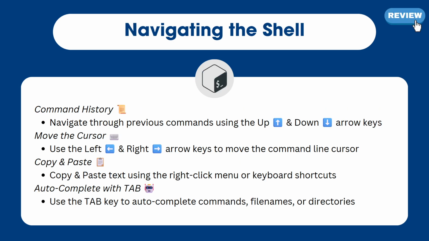A reminder, if you're navigating the shell, there are some keyboard shortcuts. You can go up and down to navigate through old commands. You can move the cursor left and right to modify your command. You can copy and paste, and you can autocomplete with tab. For example, if you're typing the downloads folder, you just need to type the first three letters and then hit tab and it should autocomplete that name for you.